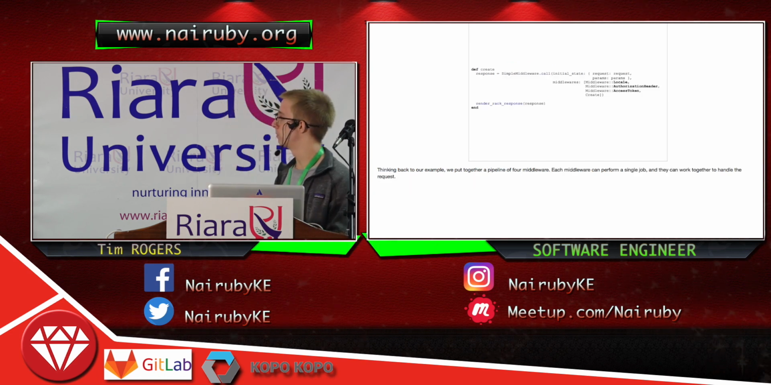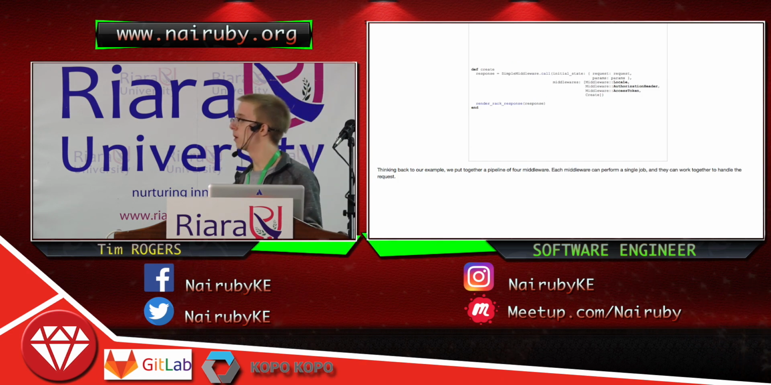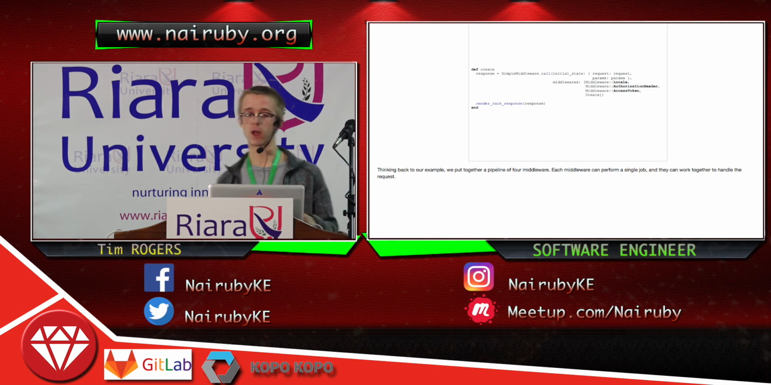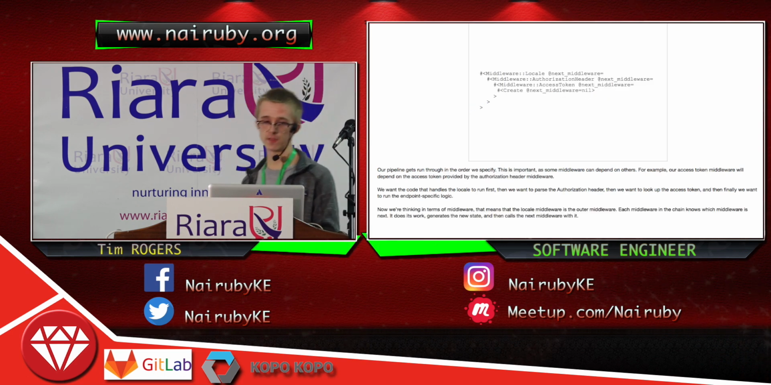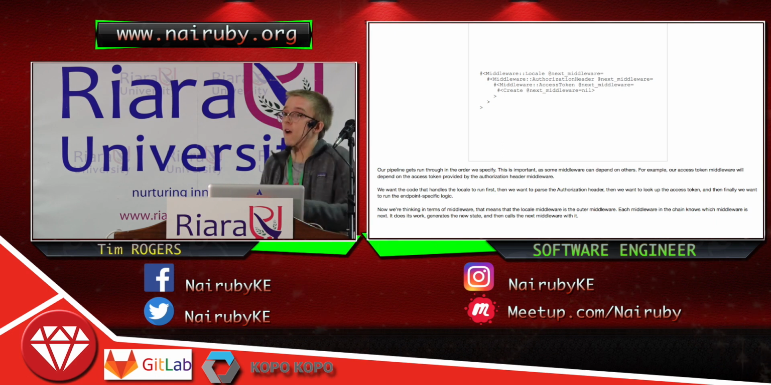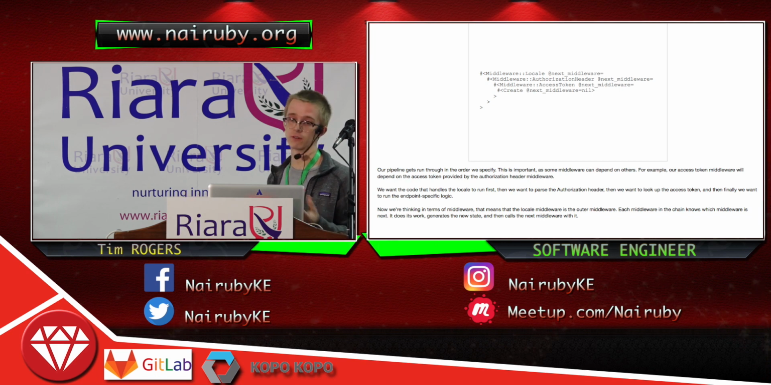Thinking back to our example, we put together a pipeline of 4 middlewares, one for handling the language, one for fetching the authorization header, one for looking up the access token, and then a final one for creating the customer. Each middleware performs a single job, and then they work together to handle the request. Our pipeline gets run through in the order that we specify. This is important as some of our middleware depend on other ones. For example, the access token middleware depends on the access token that was provided by the authorization header middleware. We also want our code that handles the locale to run first, so we have everything in the right language.